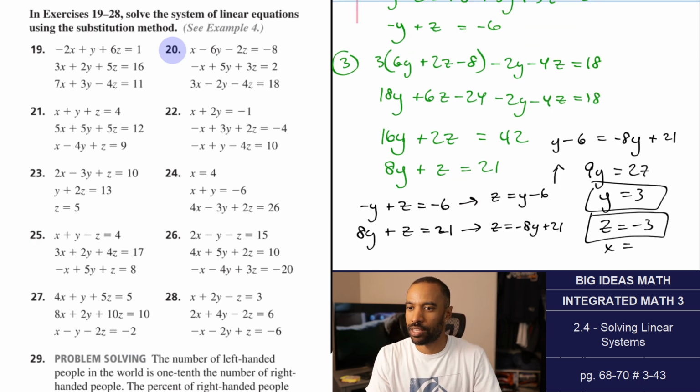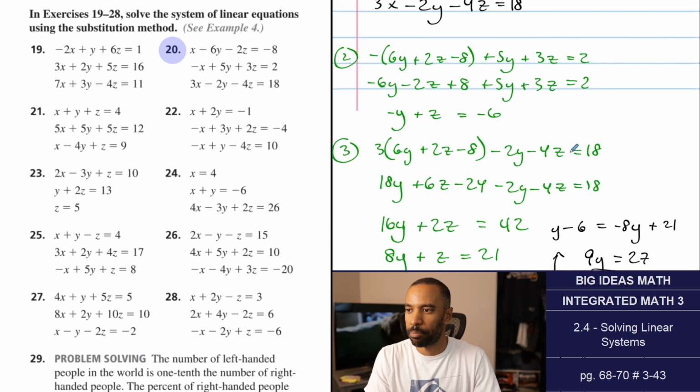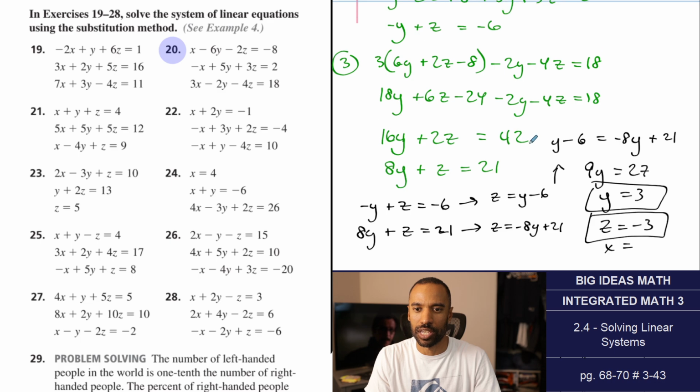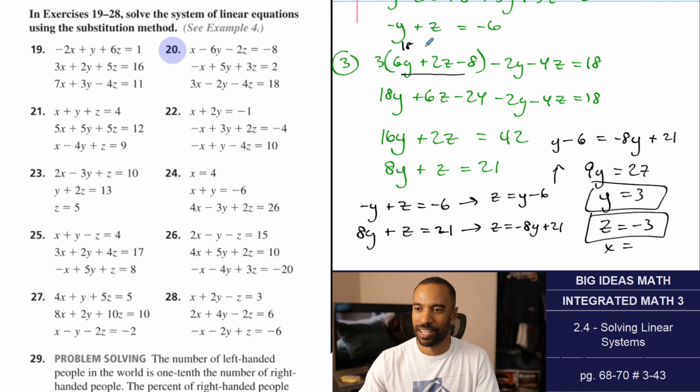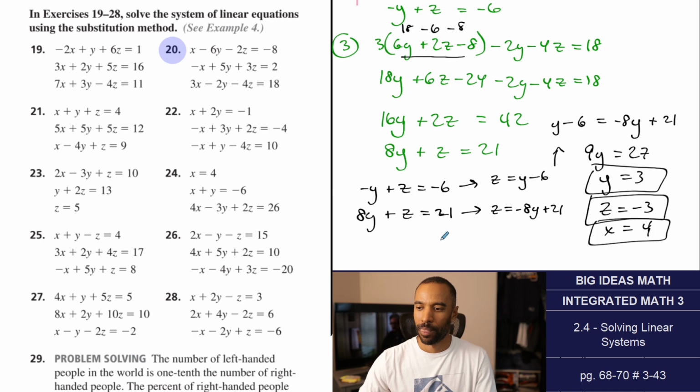X is, what is it? 6y plus 2z minus 8. You can see it also right here. The 6y plus 2z minus 8. 6 times 3 is 18. 2 times z, 2 times negative 3 is negative 6, and negative 8. 18 minus 6 is 12, minus 8 is 4. So x is 4. So your ordered triple is going to be 4, 3, negative 3.